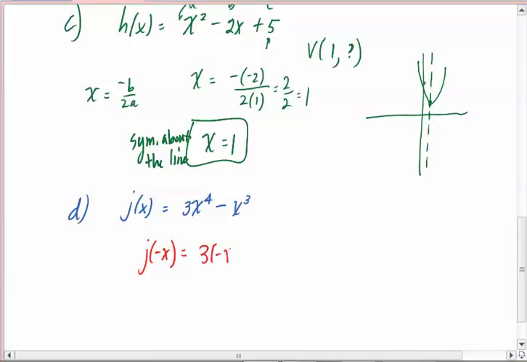3 negative x to the 4th power, negative x, oops, pardon me, negative x to the 3rd power. All right, so here we go. This is going to clean off the negative. Anything to the 4th power is not going to stay negative. So that's 3x to the 4th. Any negative number to the 3rd power is going to stay negative. So that's going to be negative x to the 3rd. Negative negative is plus x to the 3rd.